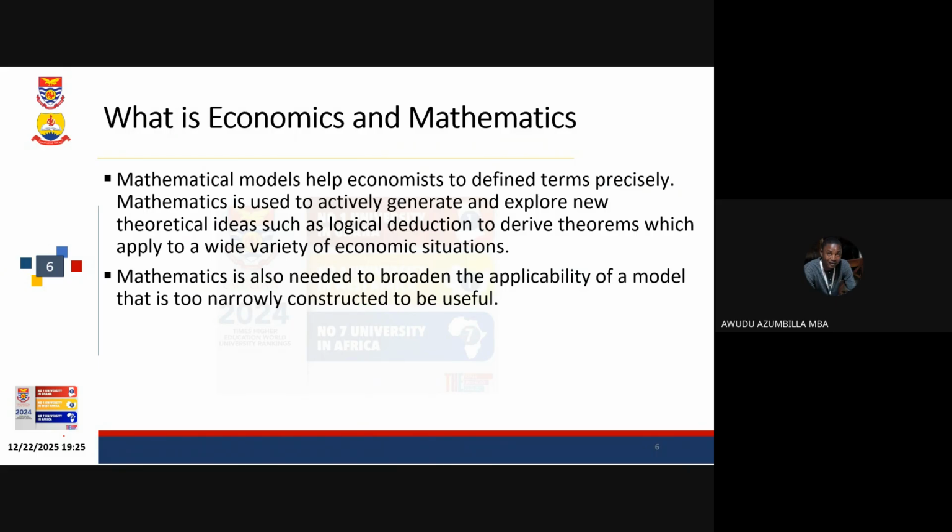Now, we can look at the theories, we can look at models, and think logically, to come out with a simple way to explain this economic concept or situation. It is only mathematics that we can use to deduce those applications or situations from those theories. We also need mathematics to help us broaden our applications in terms of models, instead of always narrowing our theories, instead of always narrowing our thinking.